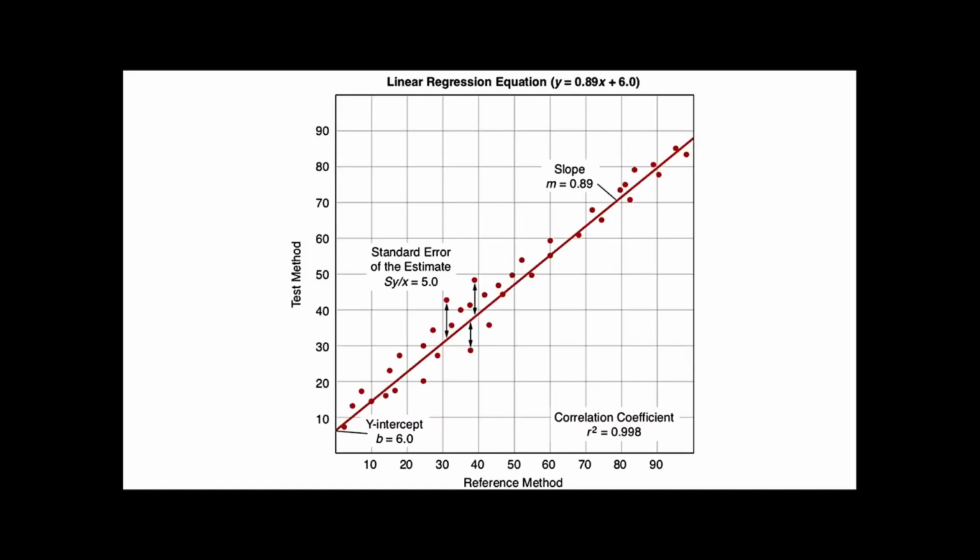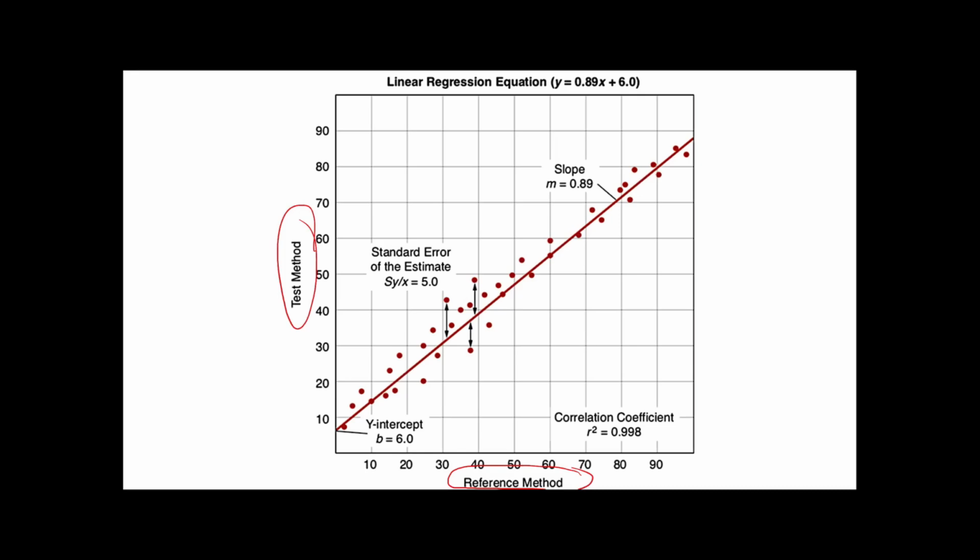So the data obtained from the comparison of methods can be visualized graphically, and this is how it would look when we are using the linear regression equation. By convention, the values obtained by the reference method are plotted on the x-axis, and the values obtained by the test method are plotted on the y-axis.